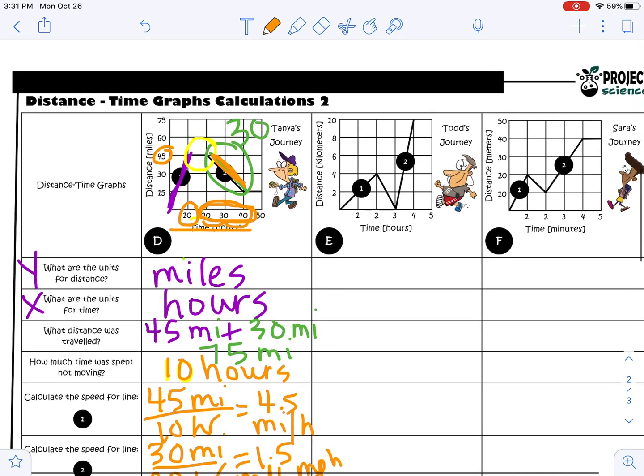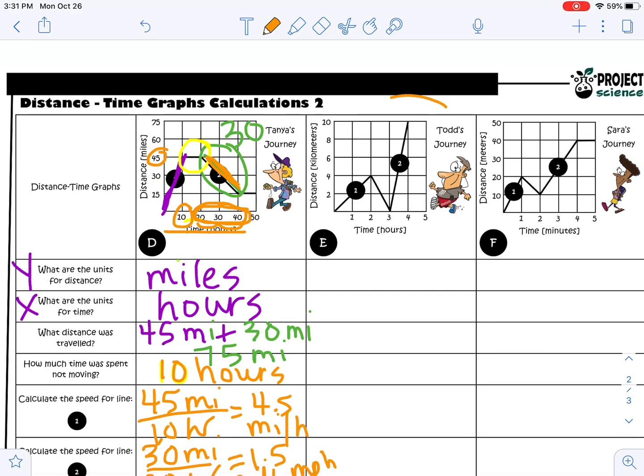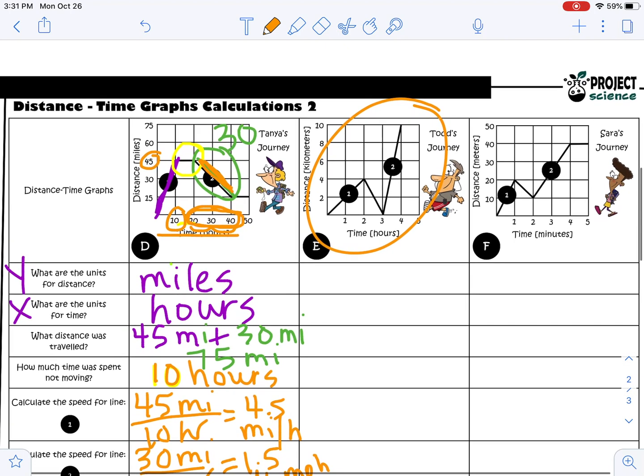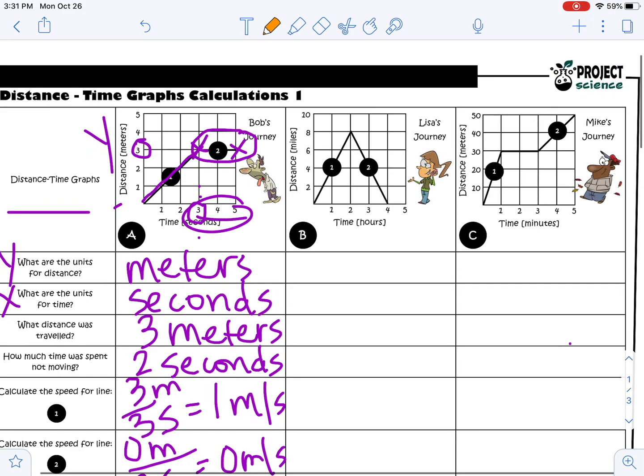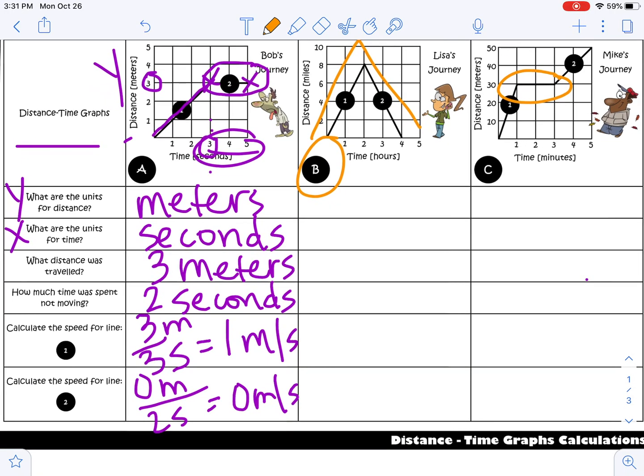If we look at some of these other ones, this one here does not look like we have any time where we are not moving. Right here we do, because we've got a horizontal line. Right here does not. This number B doesn't look like we have any time where we are not moving. But this one here does look like we have about 2 minutes or so where we are not moving. So not all of these questions are going to have an answer. Sometimes the graph didn't have any times when it wasn't moving, so the answer is going to be not applicable, or 0 hours.